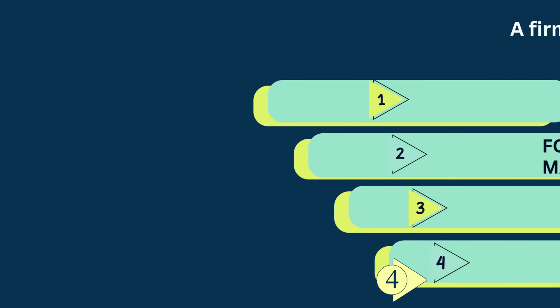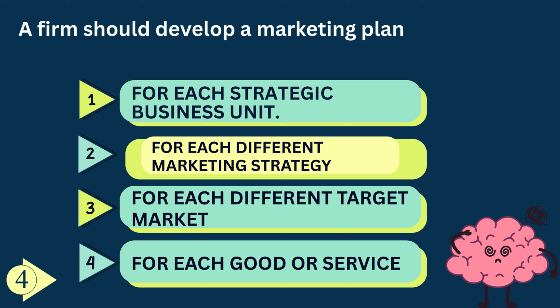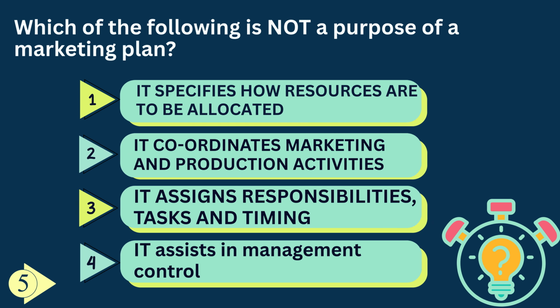A firm should develop a marketing plan: option 1, for each strategic business unit; option 2, for each different marketing strategy; option 3, for each different target market; and option 4, for each good or service. And the correct answer is option 2, for each different marketing strategy.